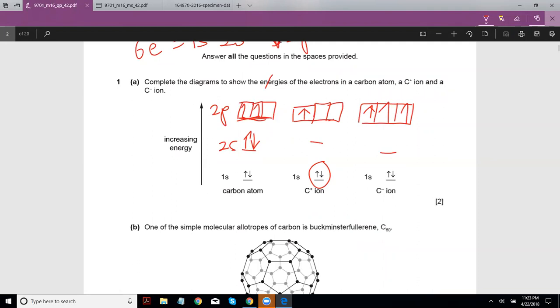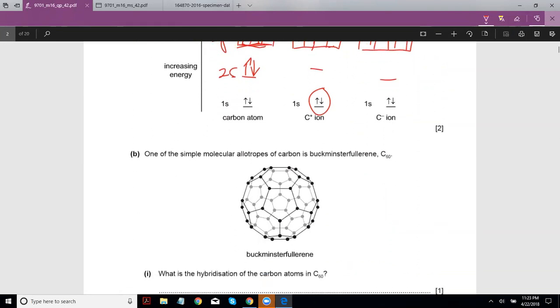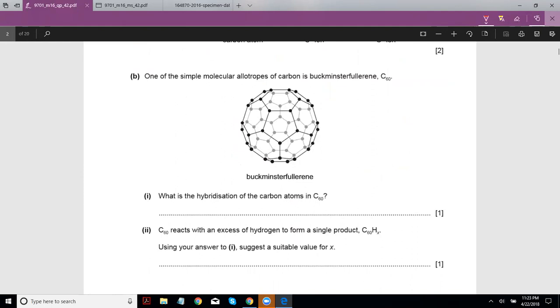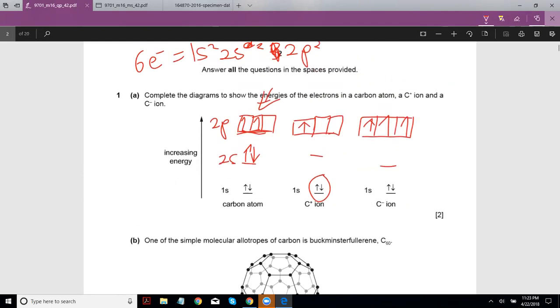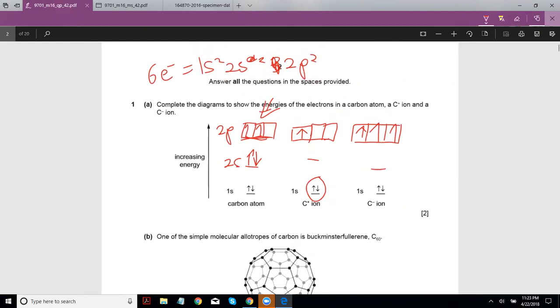Basically, you drew this, then removed an electron and added an electron. The only thing of note to know is that 2s has a lower energy than 2p. That's the only thing this is really asking, along with the electronic configuration and that the 2p electrons are singly spaced. Anyway, next part.